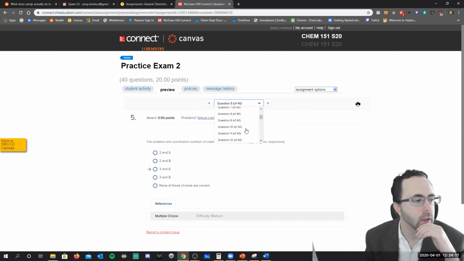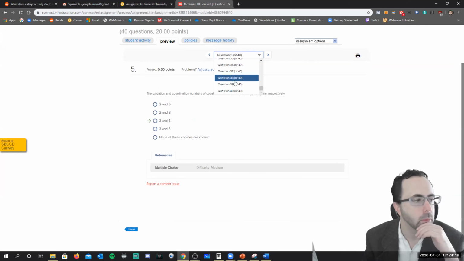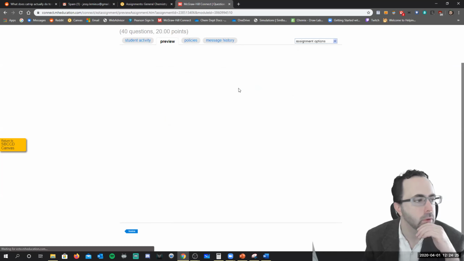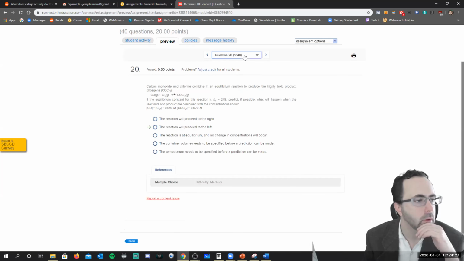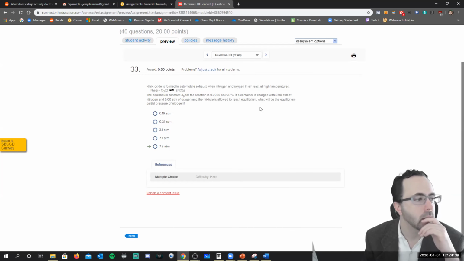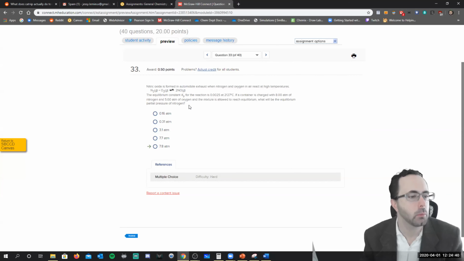But if we go down to some of the later ones, they're about like equilibrium and stuff. And so they're a little bit more involved. And so I'm going to put more points on those. This is a Le Chatelier's problem, Le Chatelier's principle. So some of these have a little bit more involved calculations. Like this one, what is the equilibrium partial pressure of nitrogen? You've got to solve the ice table and stuff.